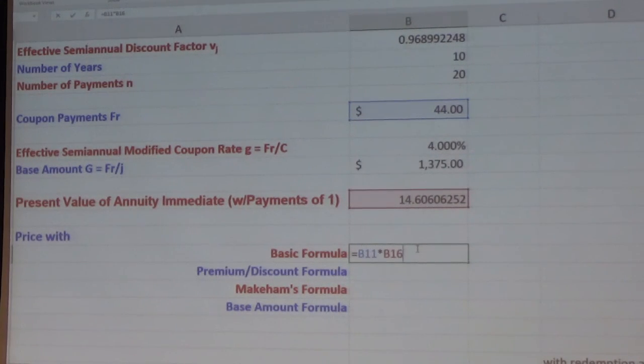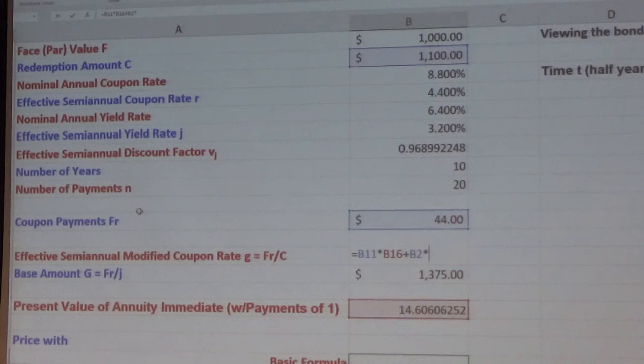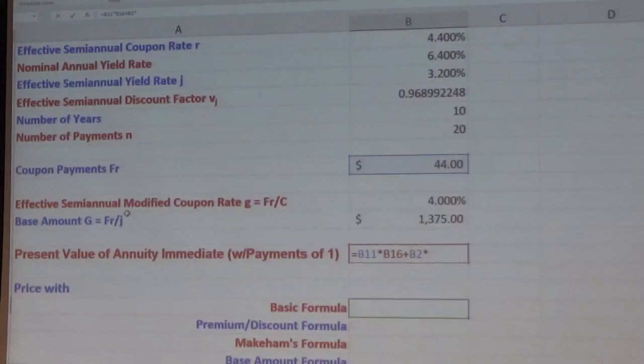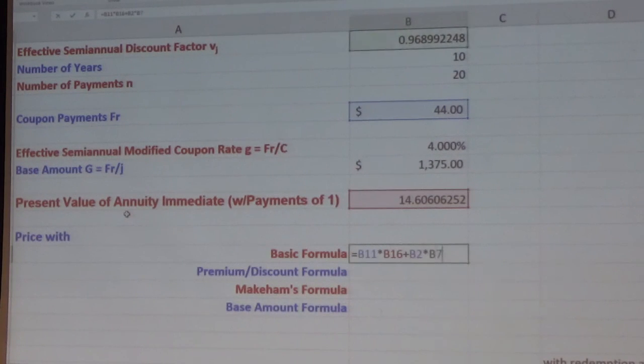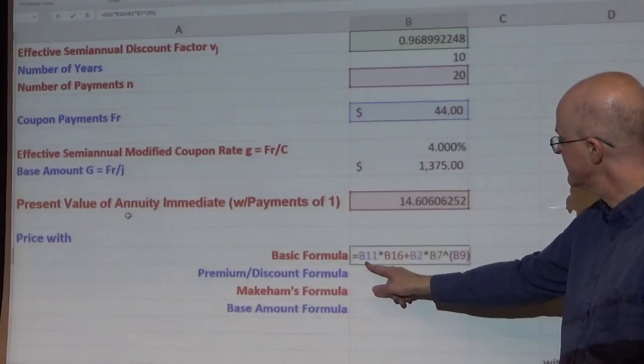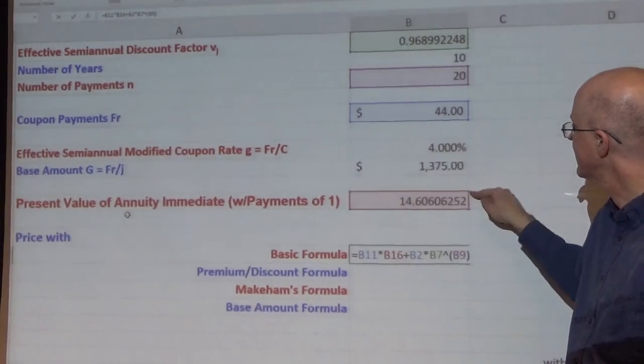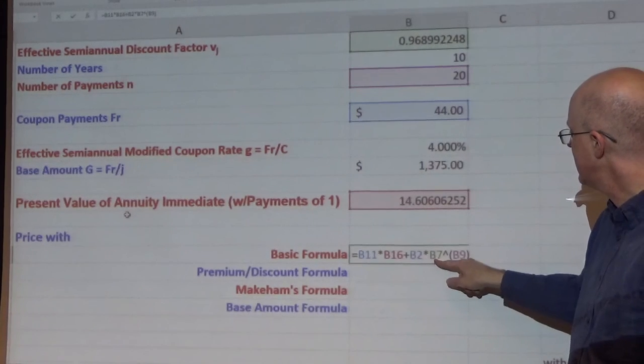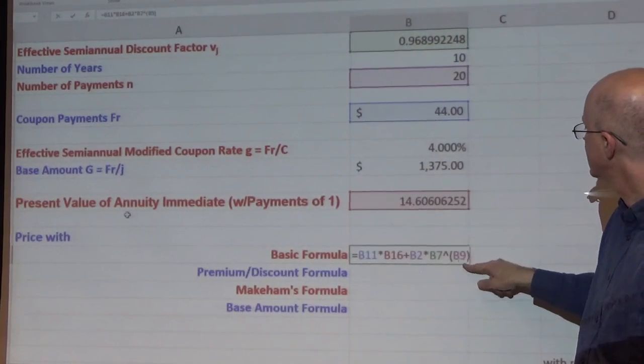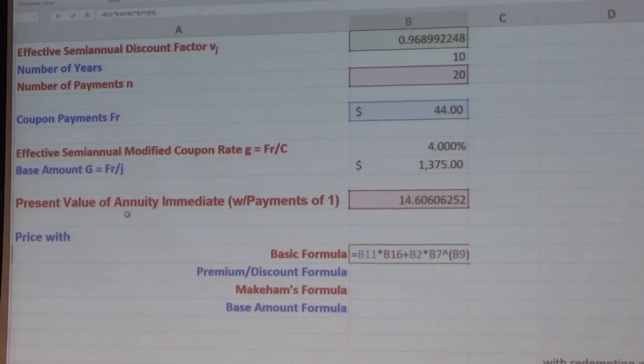Sorry you can't see the numbers on the left. That's the present value of all the coupons. Plus C, the redemption value, which was in B2 up there, times V to the N, B7 to the B9 power. F R is B11, A N is B16. B2 is C. That's V, B7 to the N power, 20 power.